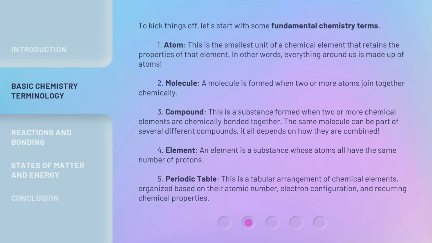3. Compound. This is a substance formed when two or more chemical elements are chemically bonded together. The same molecule can be part of several different compounds. It all depends on how they are combined. 4. Element. An element is a substance whose atoms all have the same number of protons. 5. Periodic table. This is a tabular arrangement of chemical elements, organized based on their atomic number, electron configuration, and recurring chemical properties.